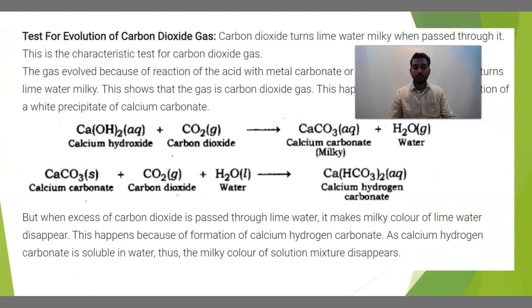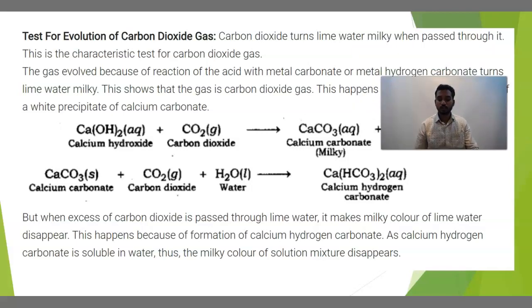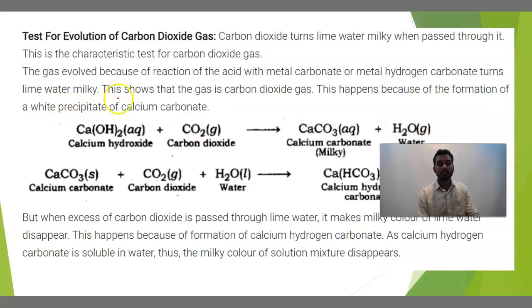Next reaction is known as the test for evolution of carbon dioxide gas. We have done hydrogen gas, right? Here is a test where we are going to detect that it is carbon dioxide gas. You can just go through it. This also belongs to the metal hydrogen carbonate concept. And here we can see one word called precipitate.